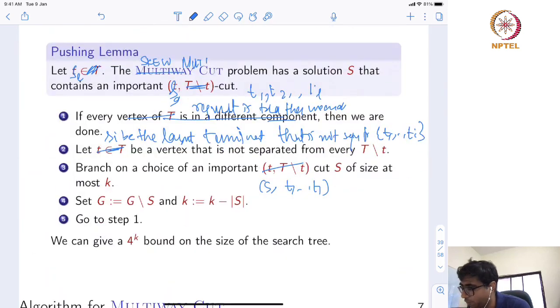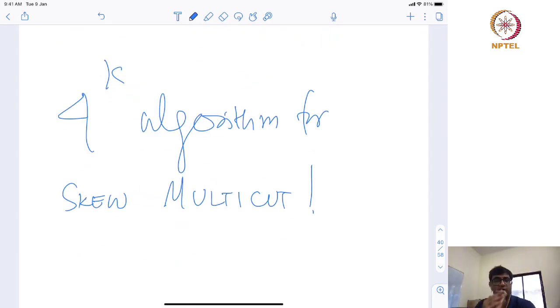So this immediately implies the following algorithm. Let us fix an SL. Skew multicut has a solution S that contains an important S to T1 to TL cut. If every request pair is taken care of, then we are done. Else you choose the largest terminal that needs to be separated from T1 to TI, and branch on a choice of important cut of size at most K, delete that, and recurse. So this will give you a 4 to the power K search tree algorithm, and that implies a 4 to the power K algorithm for skew multicut.